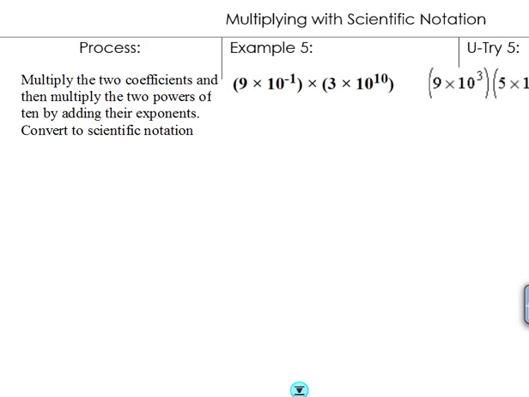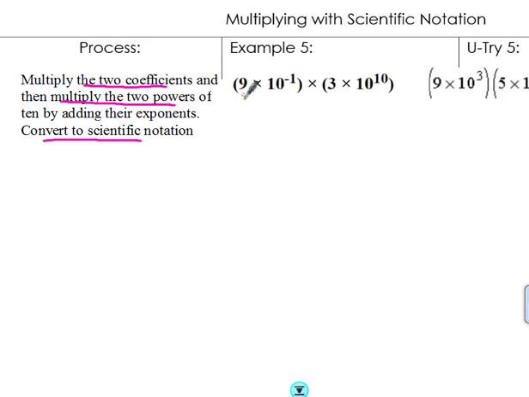Now we get to something more advanced. We're going to multiply two expressions with scientific notation. When we multiply two expressions with scientific notation, we will first multiply the coefficients and then multiply the powers of ten by adding their exponents. Then we're going to convert the final result back to scientific notation.